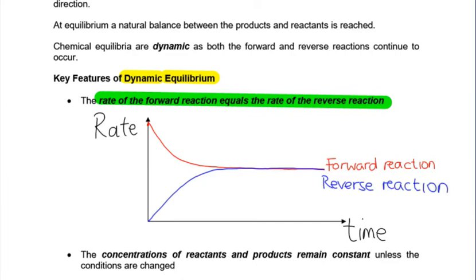So at what point on this graph could you say equilibrium has been reached? Look at the statement we've highlighted in green. At what point has equilibrium been reached? So as soon as those two lines hit the exact same value for rate, remember that rate is on our y-axis, so as soon as they hit the same value for rate, then we have reached equilibrium.